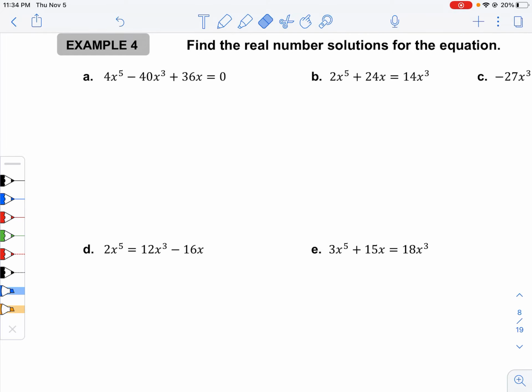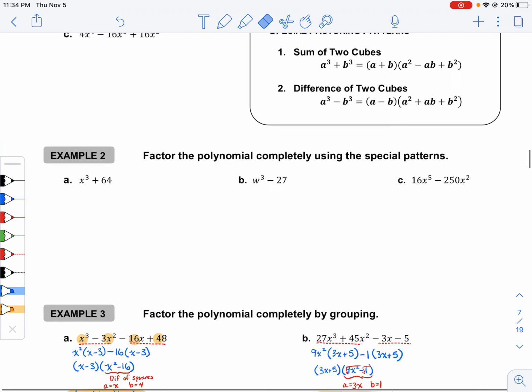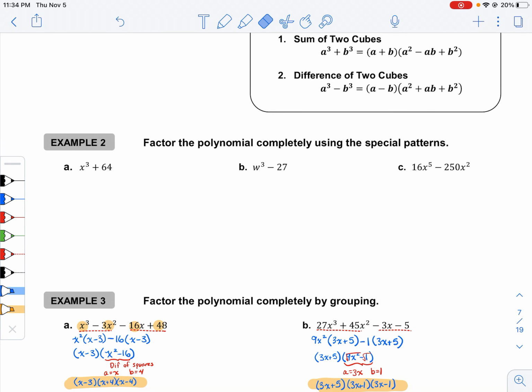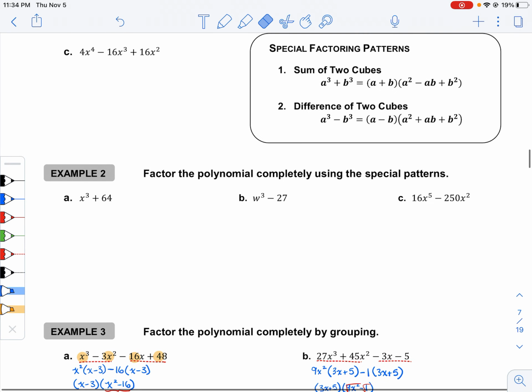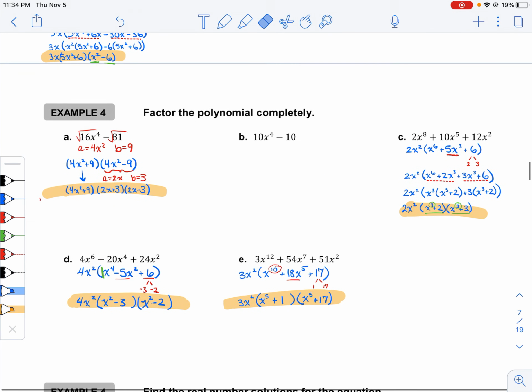Alright, today we're going to talk about finding a real number solution for an equation, so actually solving these all the way. In section 2.4, we've just been talking about different methods of factoring. So example 1 was factoring out a monomial. Example 2, we introduced the sum of cubes and the difference of cubes. In example 3, we did grouping, and then 4, we did grouping and some other patterns.